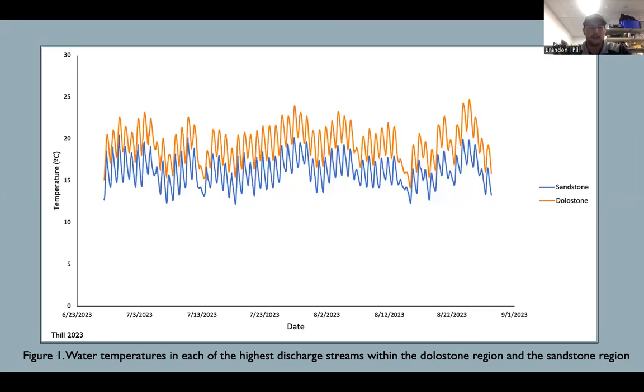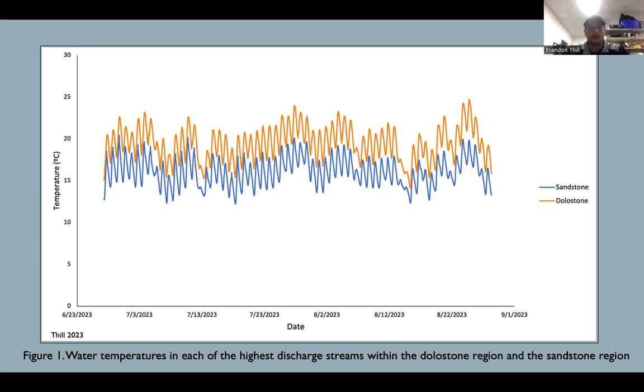So this figure here is showing water temperatures for each of our highest discharge streams, or each of our biggest streams, in the dolostone and sandstone regions. So our dolostone is going to be in the orange, that top line, and the sandstone is the blue, or that bottom line.